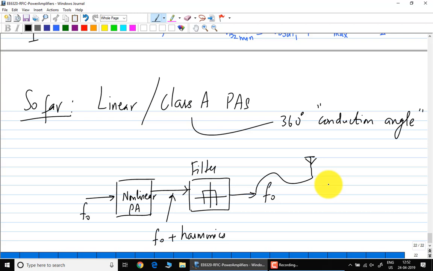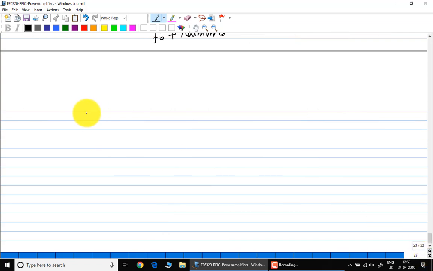Now, if you start reducing the conduction angle, okay, if you conduct between... I'll call this theta c.